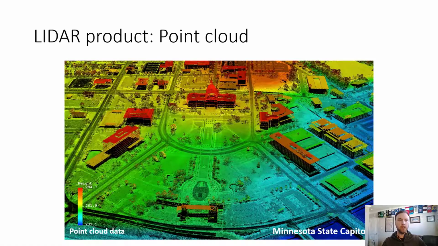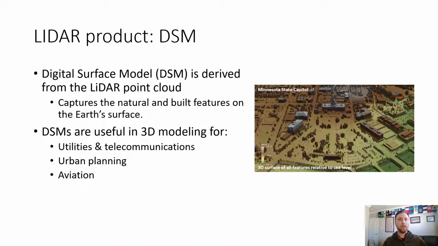All right, so this is an example of a point cloud. This specifically is a representation of the Minnesota State Capitol and its surrounding buildings and roads. So you might be wondering, how do we get from point cloud data to DSM and DEM? A digital surface model is derived from the LiDAR point cloud. It captures, as I said before, the Earth's natural and built features on the Earth's surface. In the case of a DSM, what we're looking at are what we call the first returns. And this will make more sense next week once we've talked about LiDAR.